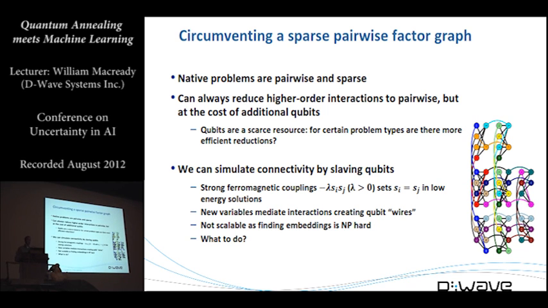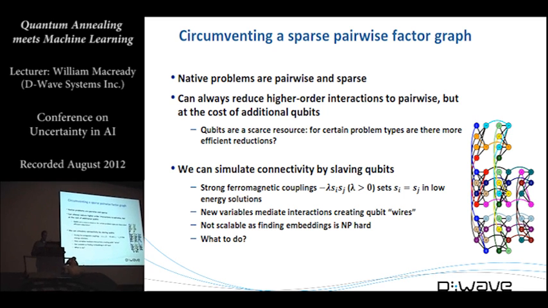So you want to be as efficient as possible at reducing higher order models down to low order models. Secondly, even if you do have a low order model, let's say it's pairwise, it is an Ising model, the connectivity of your particular model may not match that underlying connectivity of the graph. There is again a way to solve this by introducing extra variables.